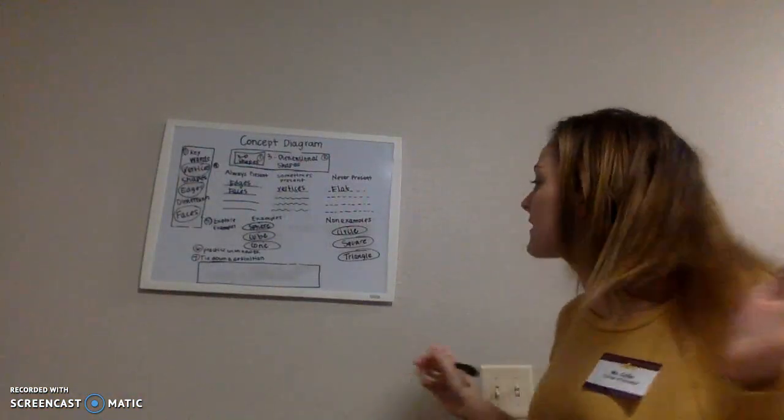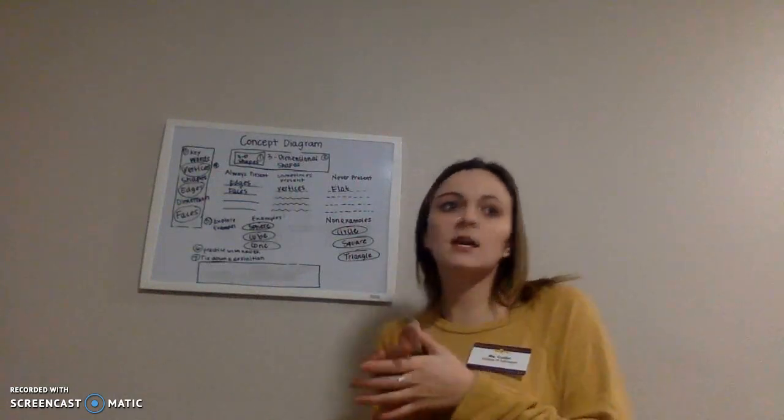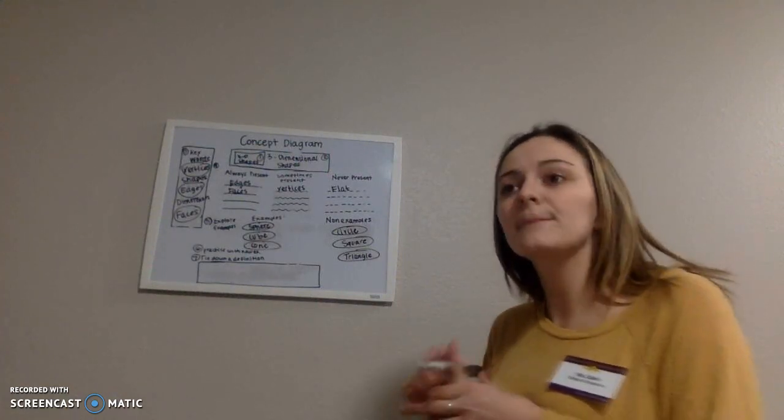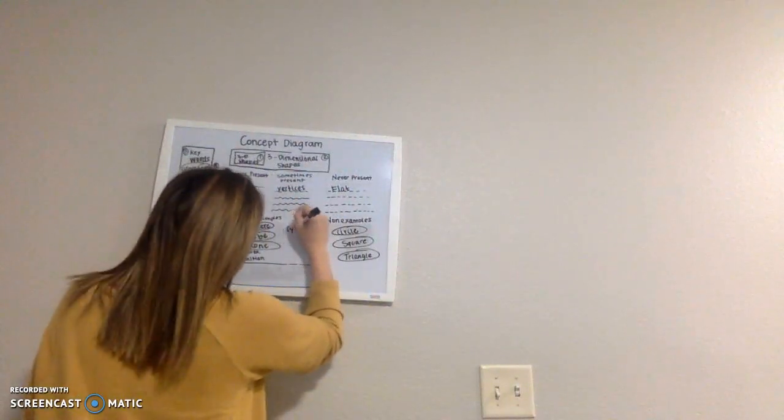All right, let's come back together. So what did you come up with for practice with a new example? Ashley? Cylinder. Yes, that would work perfect. That's because it's a 3D shape.